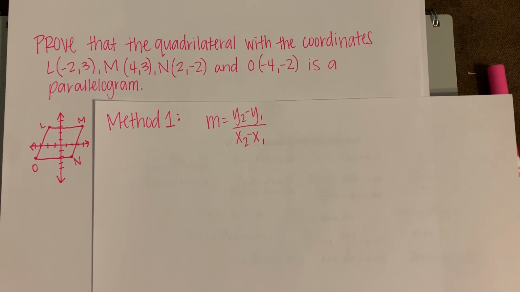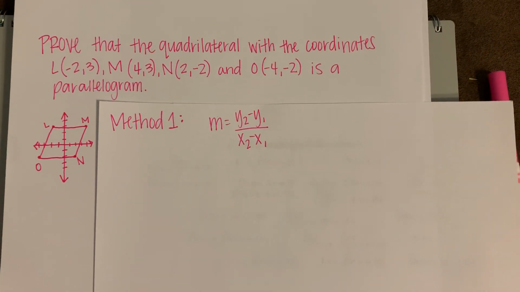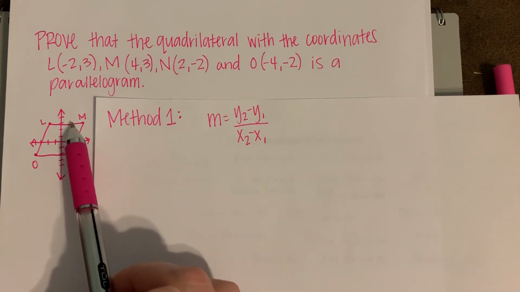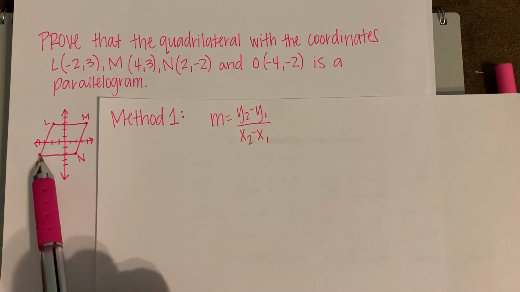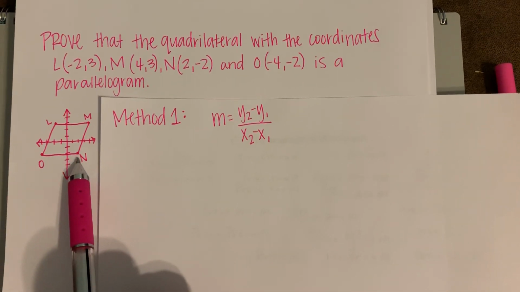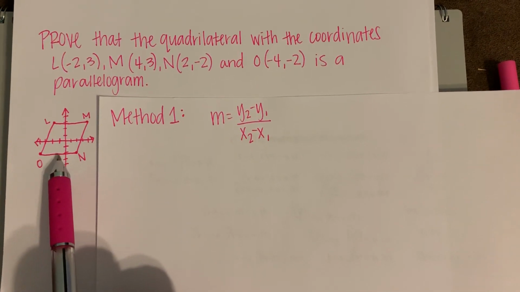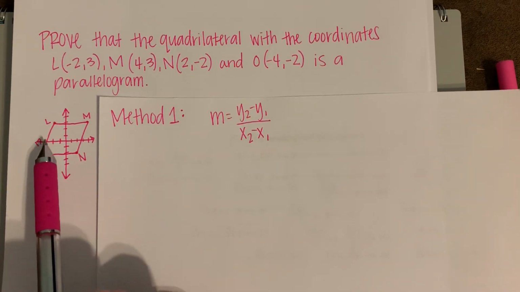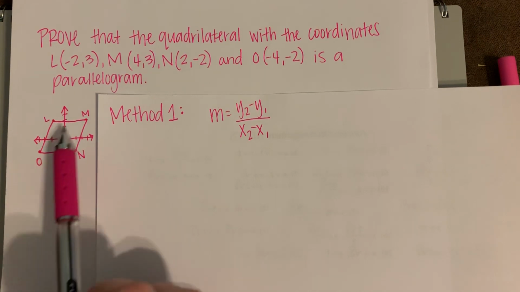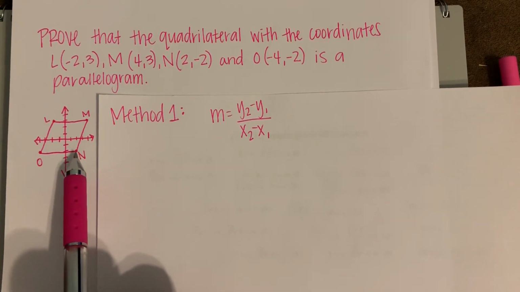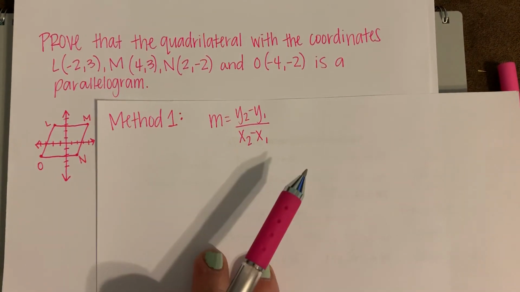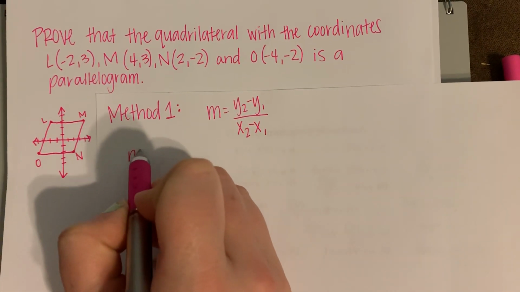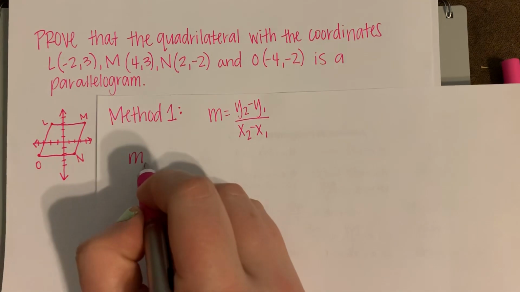In order to prove that both pairs of opposite sides are parallel, I need to check opposite sides, for instance, LM and ON, and make sure that their slopes are parallel. If they're parallel, the slopes will be the same. Both pairs, so I also need to check LO and MN. I'm going to check the top and the bottom first. I have the slope formula here. I'm going to check LM.